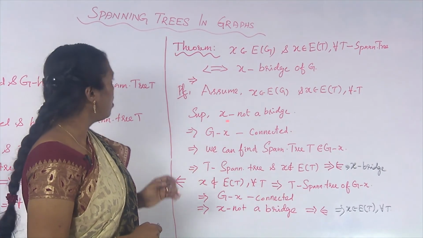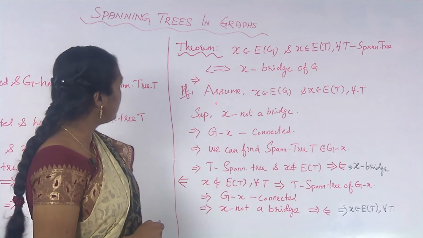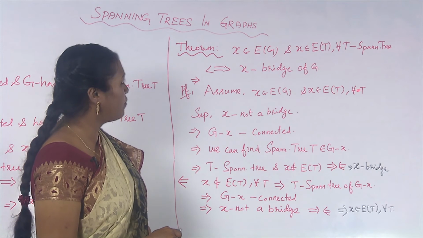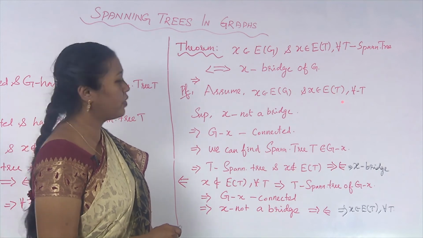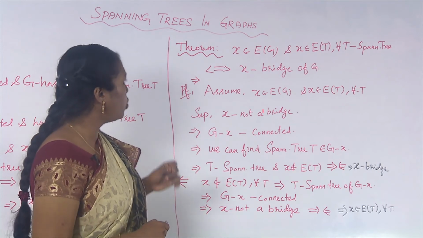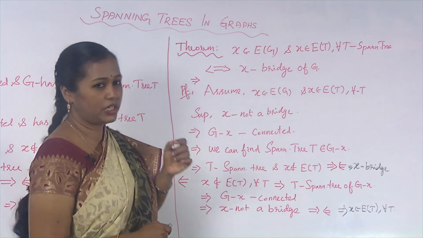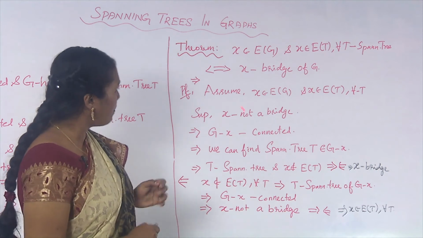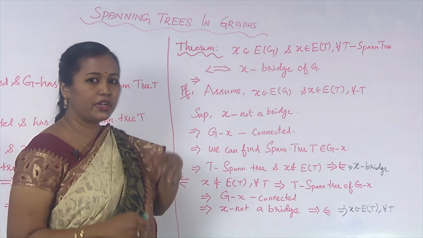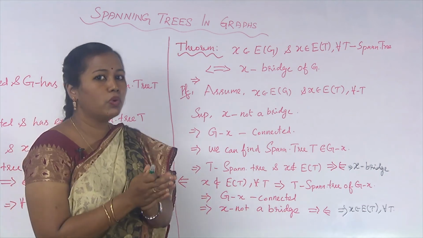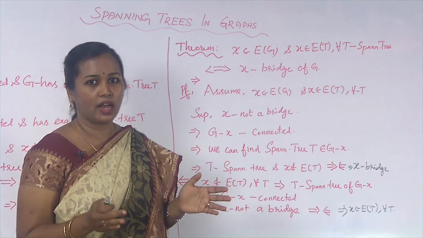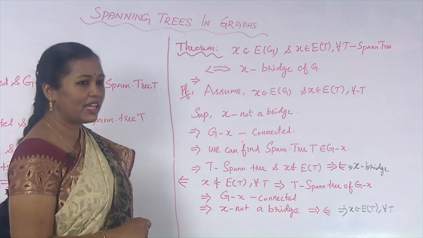So, this is the assumption, and you have to prove that this necessarily and sufficiently proves that x is a bridge of G. Now, for the first part, let us assume that x belongs to the edge set of G and x belongs to the edge set of T for every spanning tree T, and you have to prove that x is a bridge. Suppose not, we are going to go by proof by contradiction. Suppose x is not a bridge. If it is not a bridge, then obviously the removal of that particular edge does not affect the connectivity of the graph, and therefore, G minus x is connected.